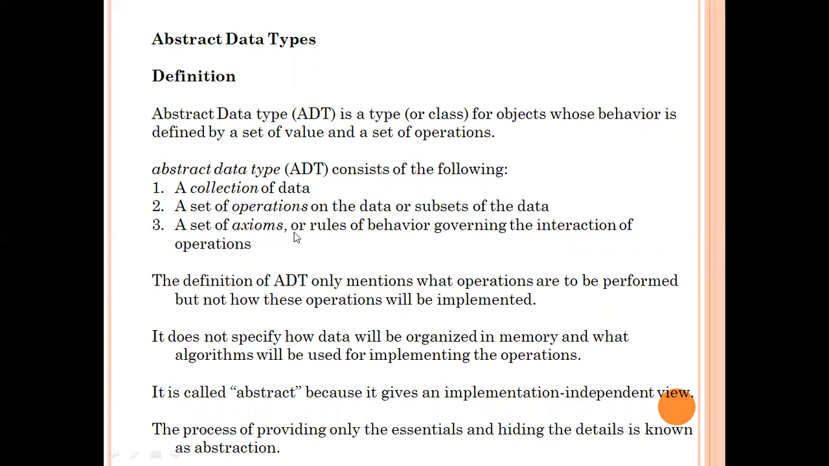So ADT consists of the data, operations and rules. The definition of ADT only mentions what operations are to be performed but not how these operations will be implemented. It does not specify how data will be organized in memory and what algorithms will be used for implementing the operations. It is called abstract because it gives an implementation independent view. The process of providing only the essential and hiding the details is known as abstraction.